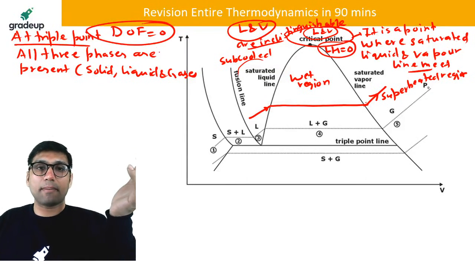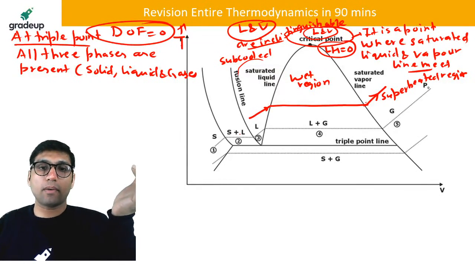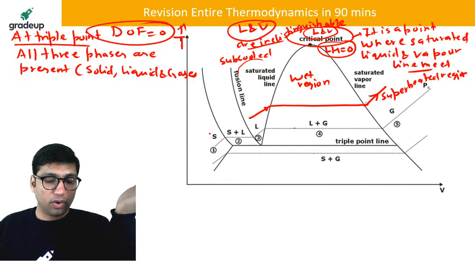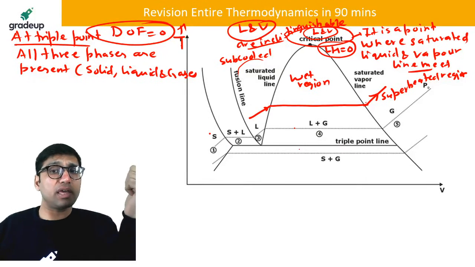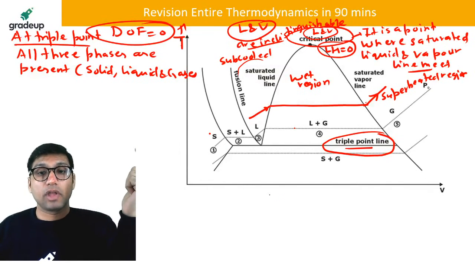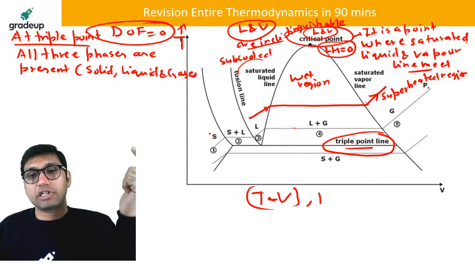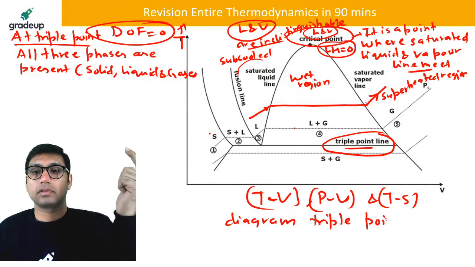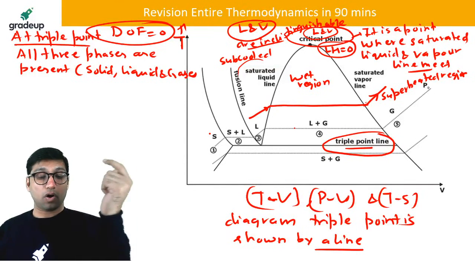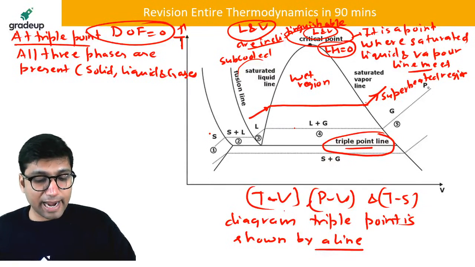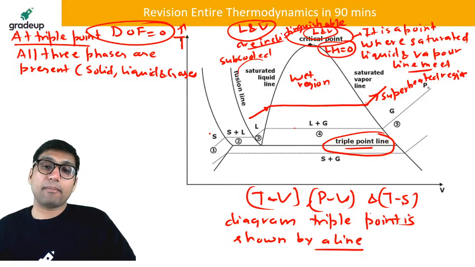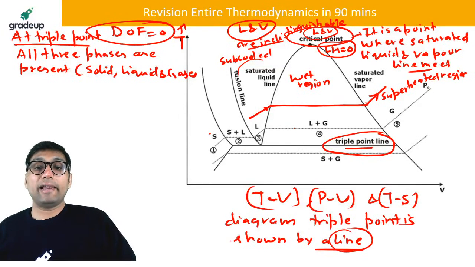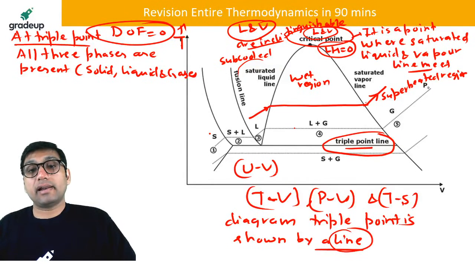Here we are seeing the phase change diagram, or temperature volume diagram, for a phase change from solid to liquid, liquid to vapor. Okay. And on this temperature volume diagram, if you see, the triple point is actually represented by a line. So on the temperature volume diagram, pressure volume diagram, and temperature entropy diagram, the triple point is shown by a line.